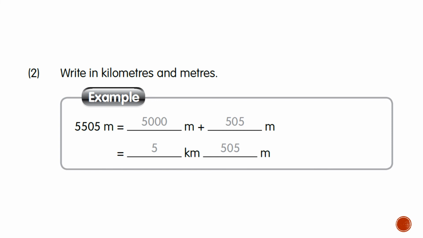Now if they give you meters and they ask you to change it to kilometers and meters, again, remember that 1000 meters equals 1 km. So over here, the thousands place, 5000 meters, when you change it, you get 5 km. So the 5 will be brought over here to become 5000 meters, and the remaining 3 digits, which is the hundreds, tens, and ones place, will be brought over here to be 505. So 5000 meters equals 5 km. 505 meters will just remain the same. All right?